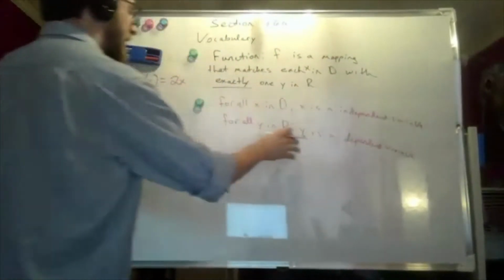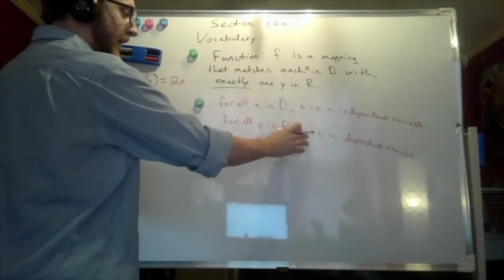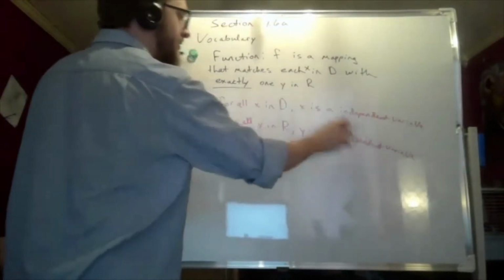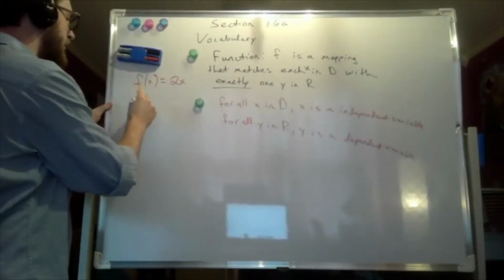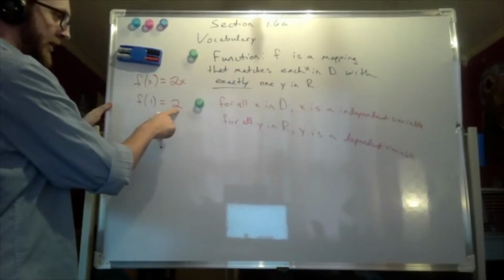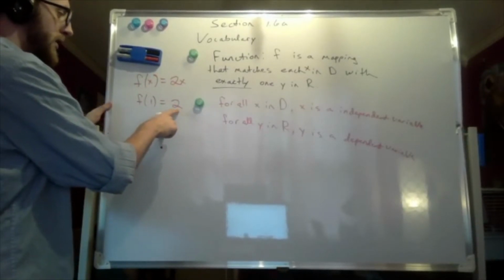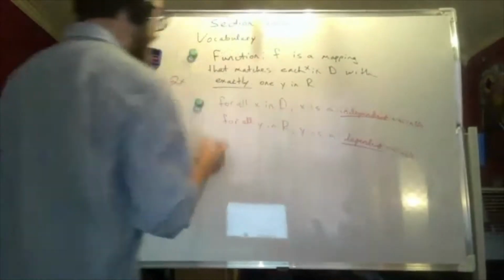This is because whatever y is that matches with a particular x, that y depends on what x you plug in. So when I plugged in f of 1, that gave me 2. So this y value of 2 depends on what x I put in to get it. So it's a dependent variable. Dependent and independent.